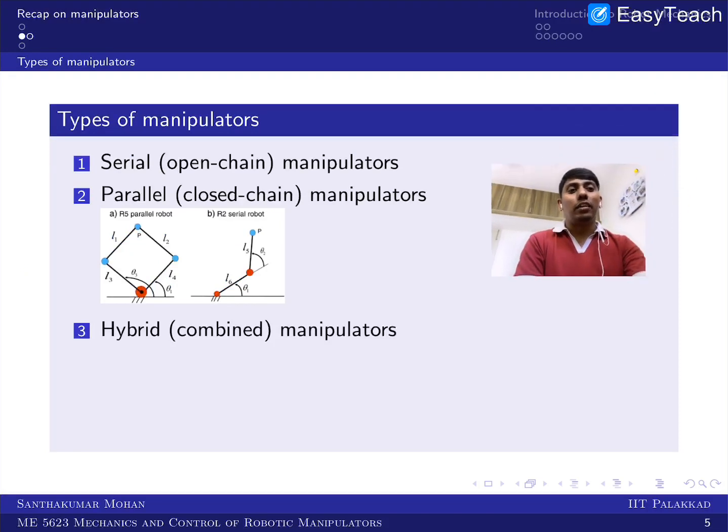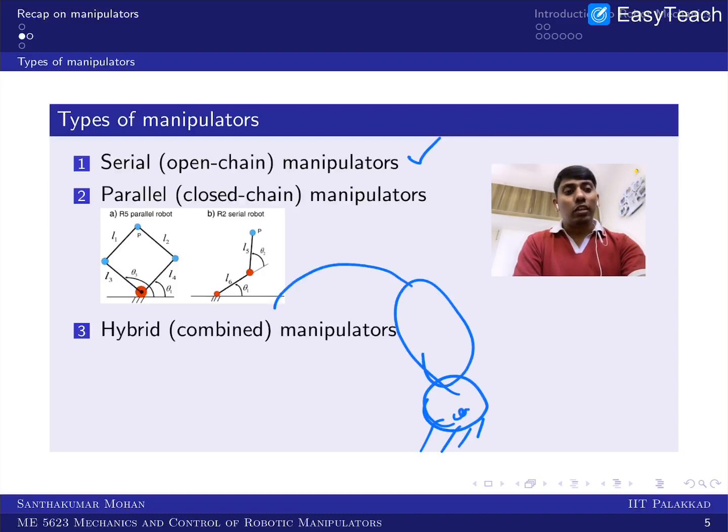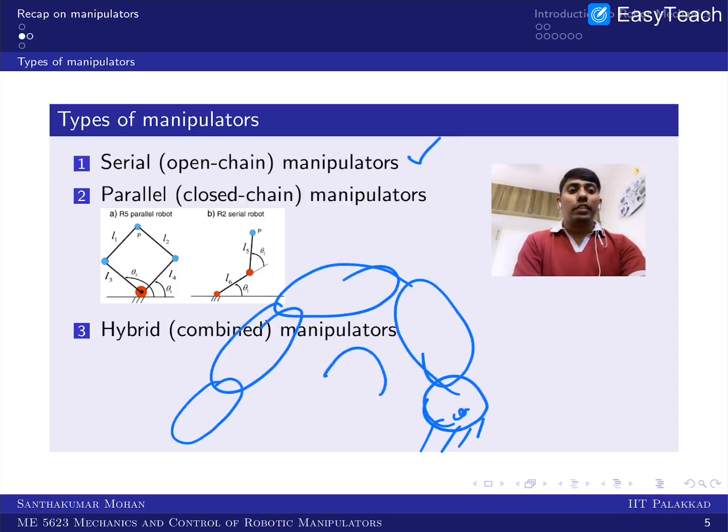You can see that the manipulator can be classified based on the chain arrangement. You can classify it as serial. So this is the fixed support, and you have the bodies serially connected. So in the sense it is an open chain. This is what we call a serial manipulator.